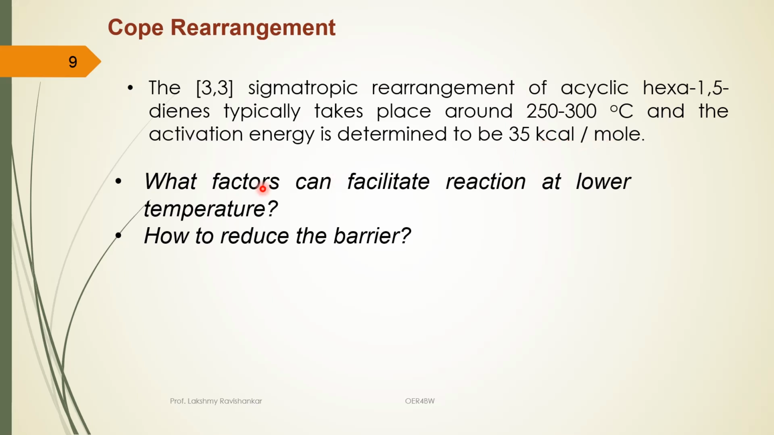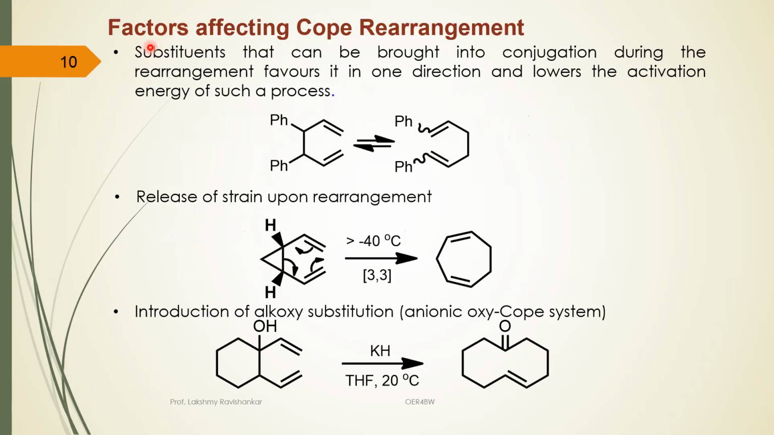So can we talk of some factors which can facilitate the reaction happening at lower temperature, and how can one reduce the energy barrier? There are certain factors which affect the Cope rearrangement and favor the forward reaction. One of them is the presence of substituents which can be brought into conjugation during the rearrangement, and if that happens, then the reaction is favored in one direction as a result of lowering of the activation energy of the process.